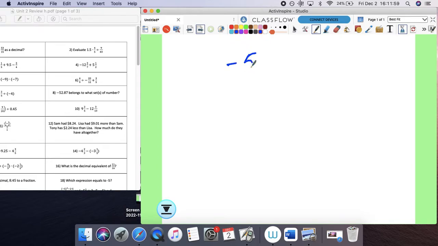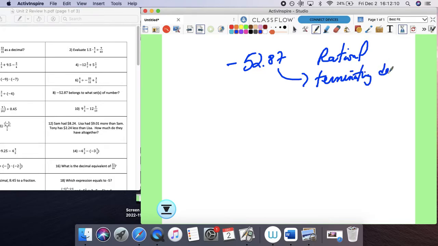Negative 52.87 is a rational and only rational. Right? It's a terminating decimal. And it's a decimal that I can write as a ratio of two integers. So I can write that as 52.87 over 100. So because I can change this to a ratio of two integers, it's a rational.